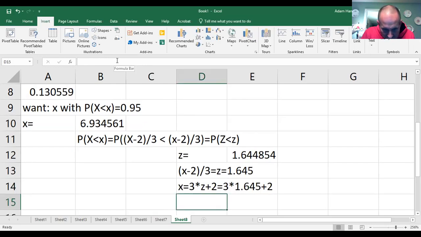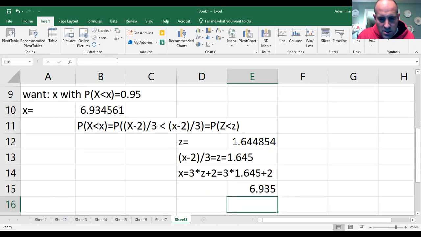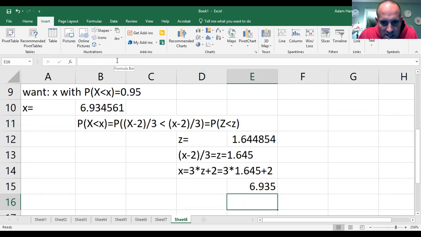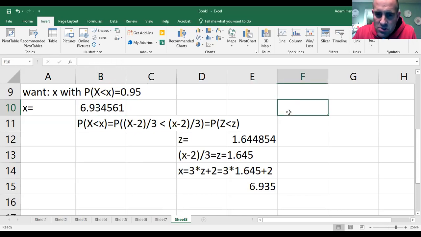And what's that equal to? Let me just type it in, 3 times 1.645 plus 2. I get 6.935, which is exactly what we had up here. So I could have used the standard normal to pull that off as well. Either way, I just want you to do whatever is most comfortable for you, unless I ask you to do this in a very specific way. Just remember the way that you go back and forth between z and x, and be able to do that seamlessly.